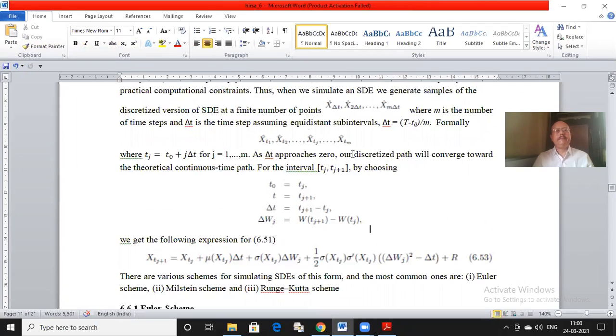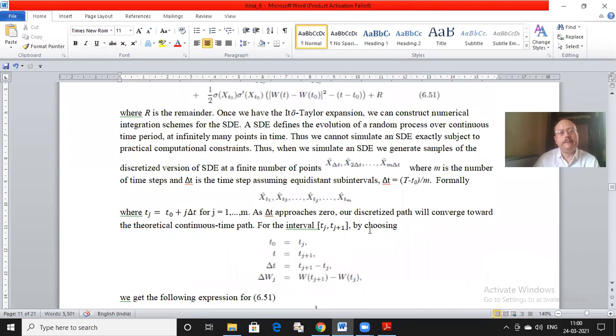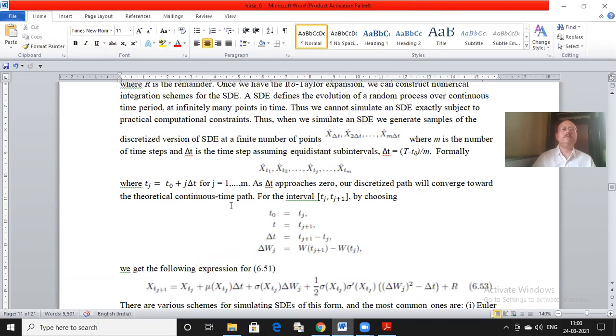And again, as delta t approaches 0, our discretized path will converge towards the theoretical continuous time path, or so we hope. But we can always use some results and some properties of the normal distribution later on to show that this is indeed the case, that our discretized path actually converges to the theoretical path. Now let us look at any piece here, any interval tj, tj plus 1.